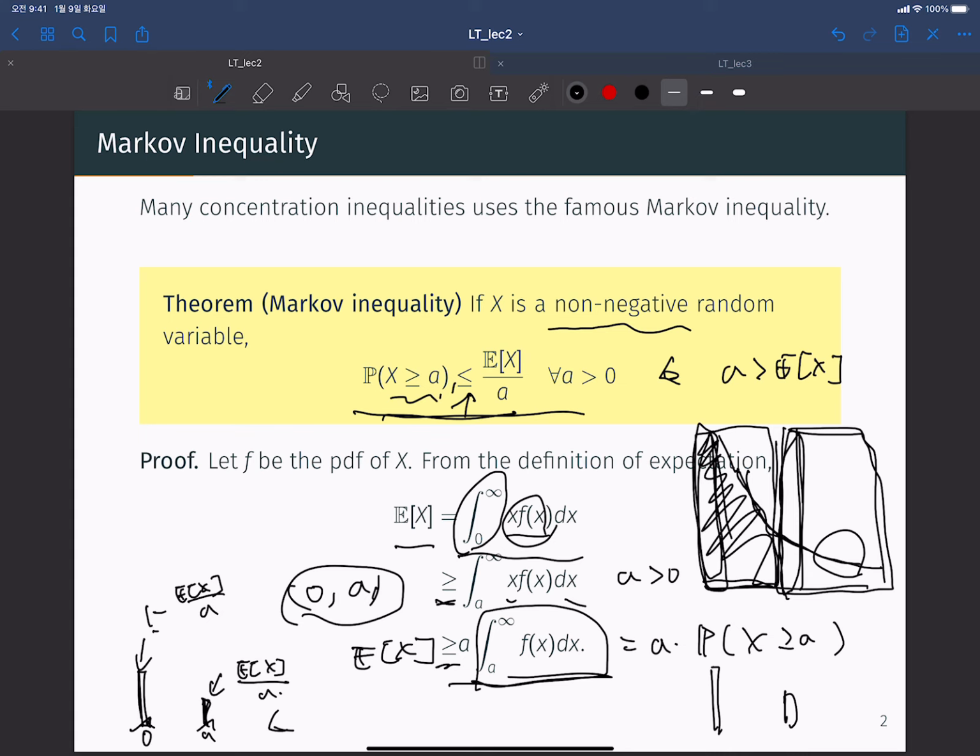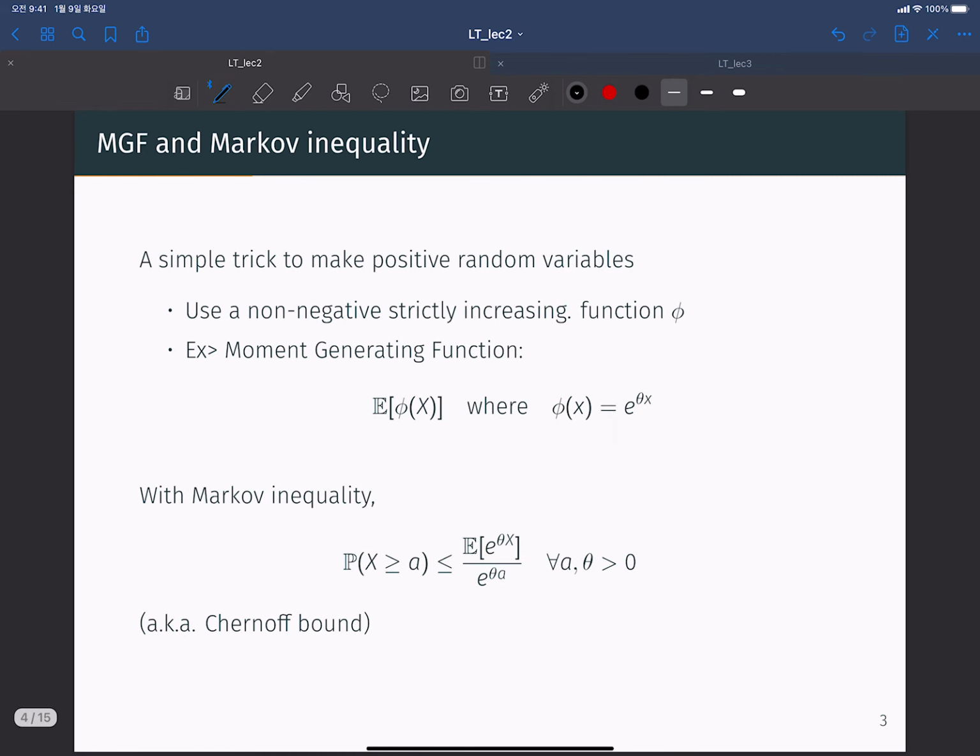But if our probability density function is spread very evenly all over the domain, then the Markov inequality may be very loose. So the Markov inequality cannot give you a very nice result, and may be a not very useful concentration inequality. So to capture such PDF properties, one very common trick is the MGF.